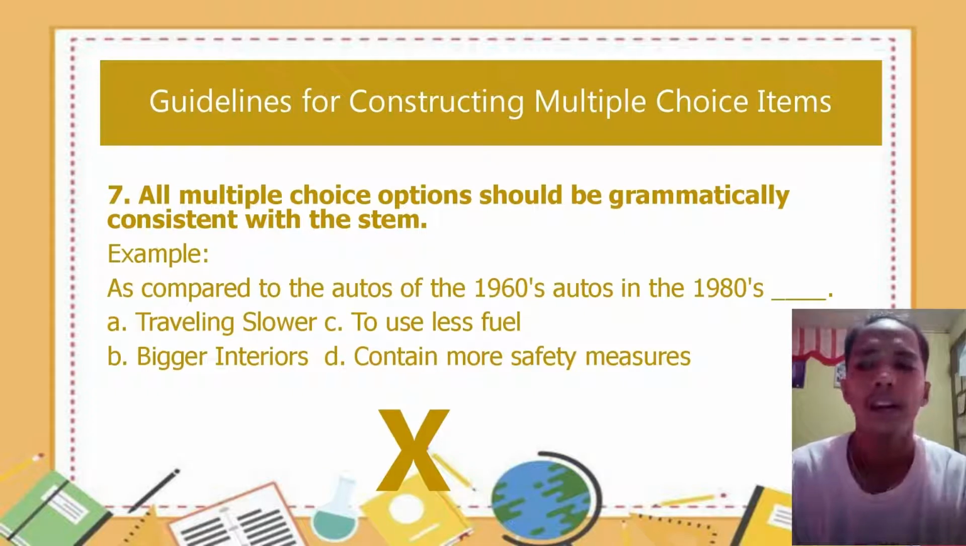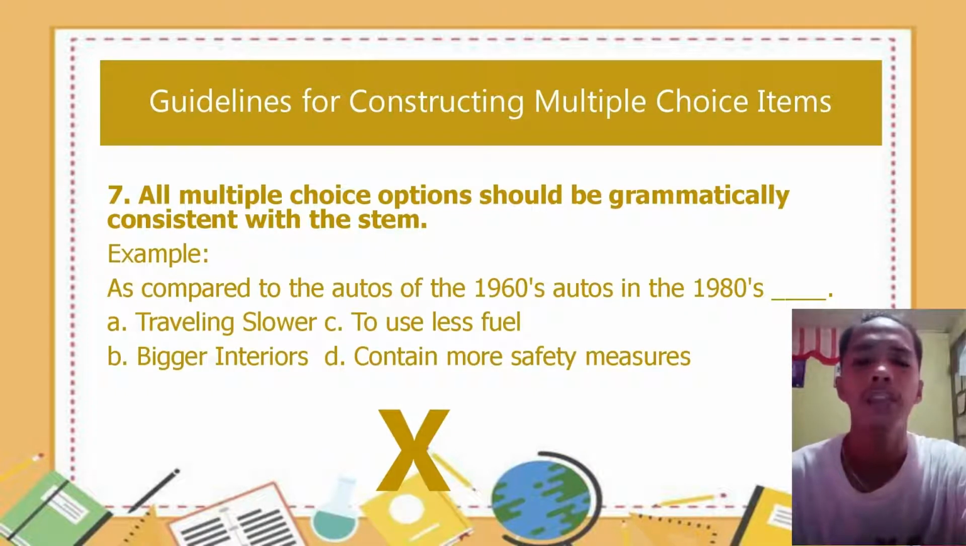Guideline number 7. All multiple choice options should be grammatically consistent with the stem. Example: As compared to the autos of the 1960s, autos in the 1980s blank. A. Traveling slower. B. Bigger interiors. C. To use less fuel. D. Contain more safety measures. With just A, B, and C, we can already see that the grammar is wrong. So the possible answer is D, because it compares: autos in the 1980s contain more safety measures than those of the 1960s. So the answer here is D. The choices should also have correct grammar.